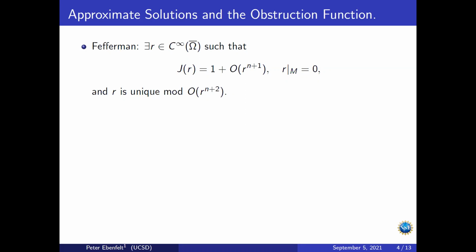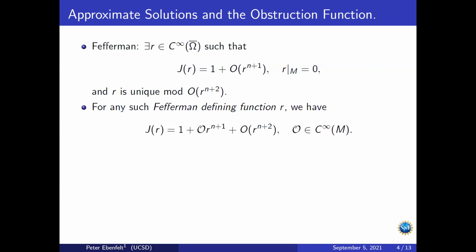But his algorithm always gives us a smooth solution, C infinity. When I say smooth, I mean C infinity. Smooth solution to J of R equals 1 plus an error term that vanishes to the n plus first power on the boundary. And such a defining function is also unique modulo things that vanish to one higher order on the boundary, namely n plus 2. We call such a defining function a Fefferman defining function.